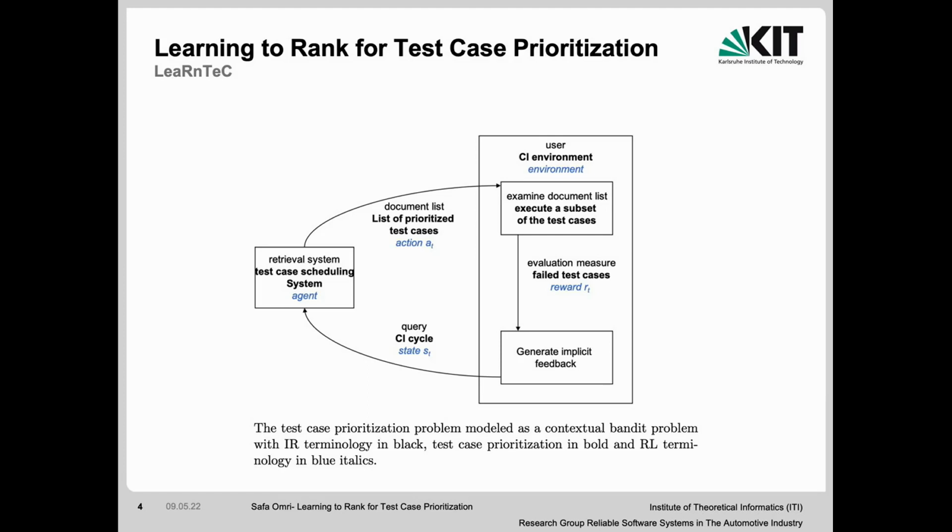The figure shows the CI cycle. A developer commits code changes that trigger a CI cycle. The test case planning system generates a prioritized test suite, and a subset of the test cases is executed in the specified order until a timeout is reached. It is usually not possible to execute all available test cases within a CI cycle, and when executing the test cases, some will fail and some will not.